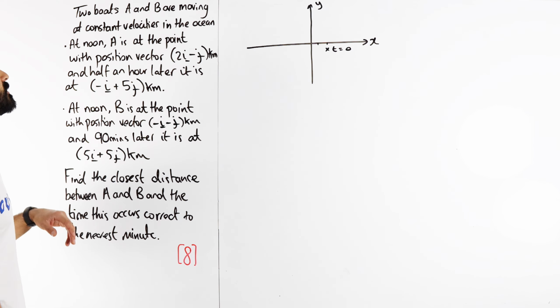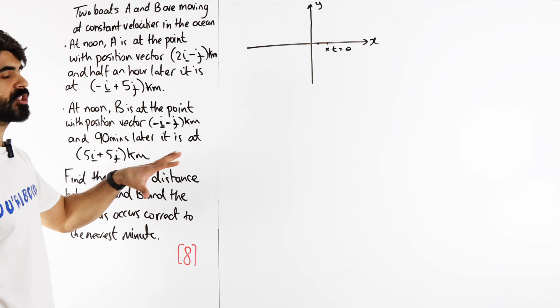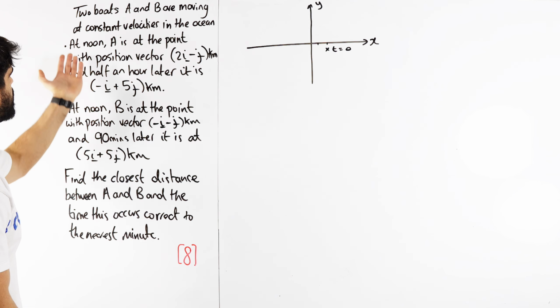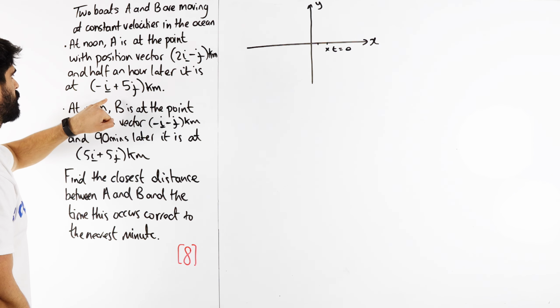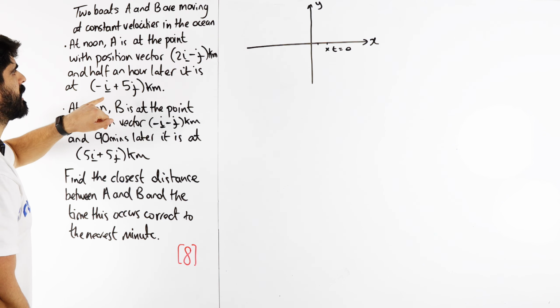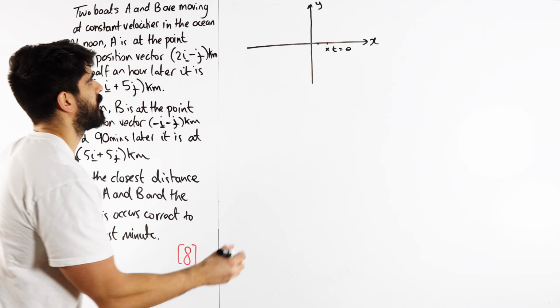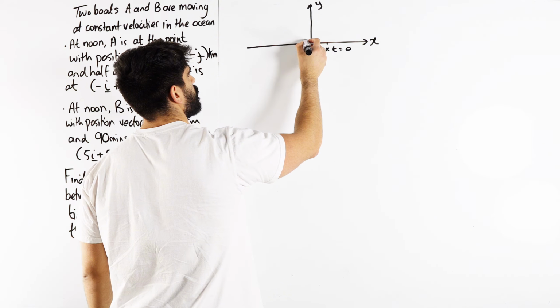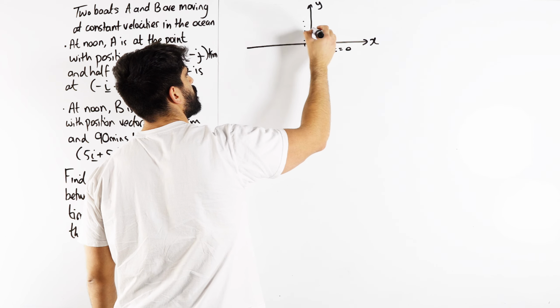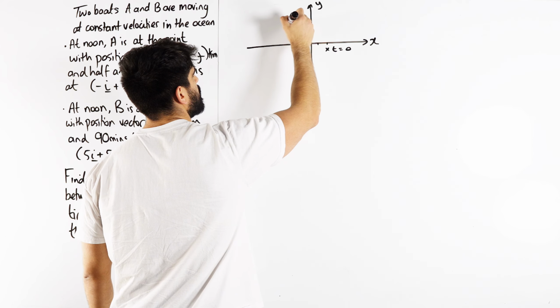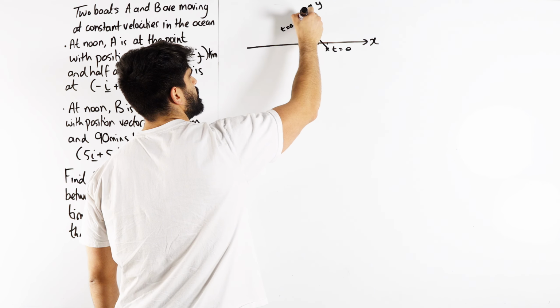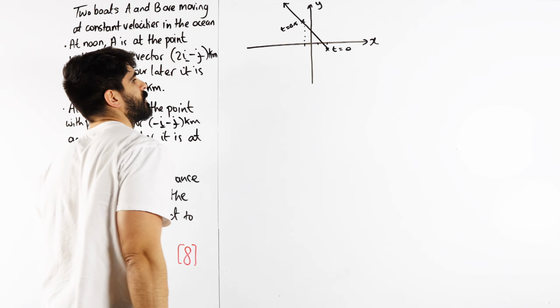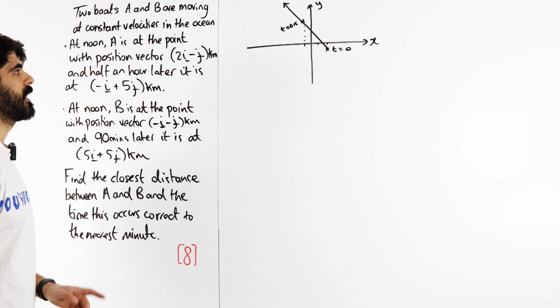Then half an hour later, we generally like to talk about hours for this kind of stuff, we're talking about the boats. It doesn't actually make a difference, but I'm going to say t is 0.5 rather than 30. So half an hour later, it's at minus 1, 5. So minus 1, 1, 2, 3, 4, 5. Obviously, it doesn't need to be an accurate image. This is just for us to get an idea of what's going on. So that's the journey of boat A.